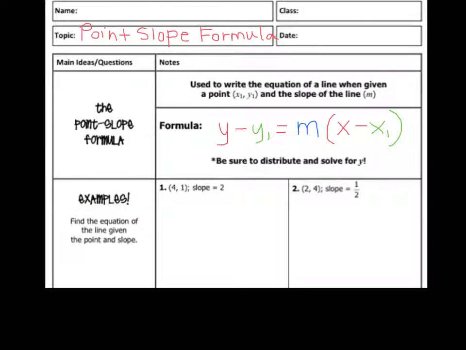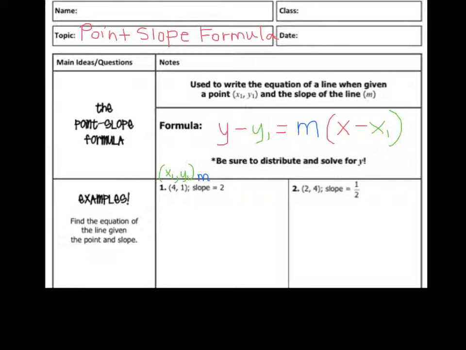So if you look at the directions, it says find the equation of the line given the point and slope. So if you see right away that you have a point and slope, you know you're going to use point-slope formula. Okay, so it's in the name. So the first thing I'm going to do is I'm going to remember the point that they gave me. Remember, that's going to be your x1, y1. Okay? And then they gave me my slope, which remember your slope is m in your equation.